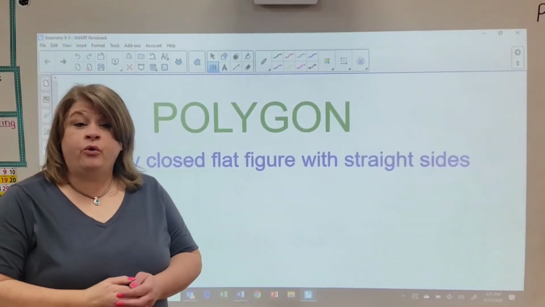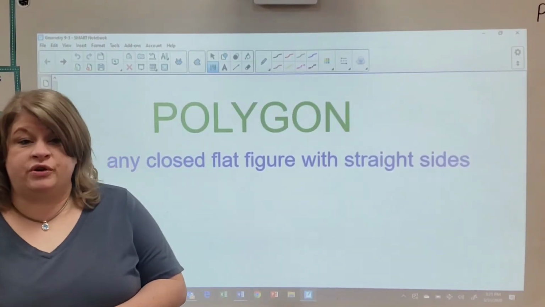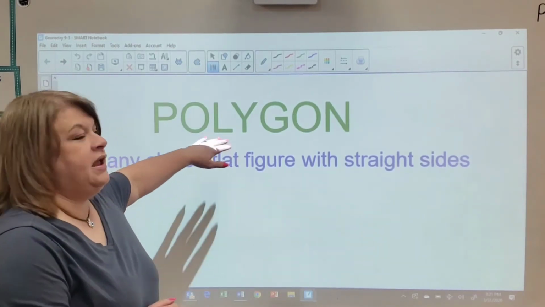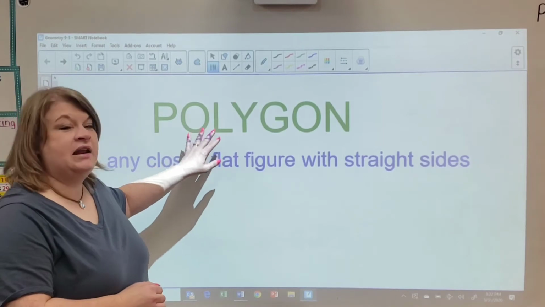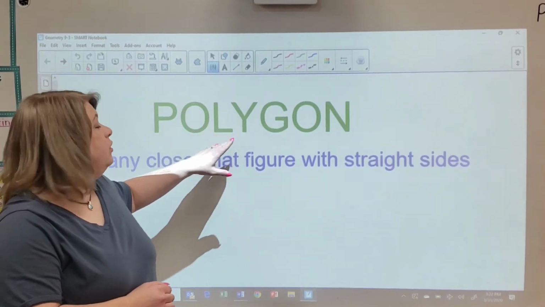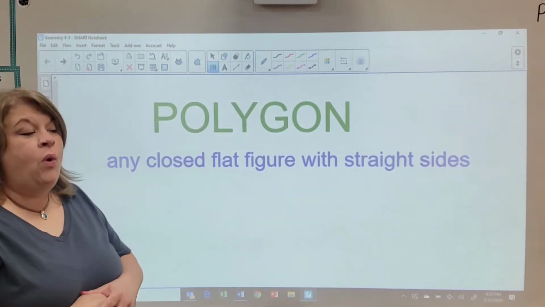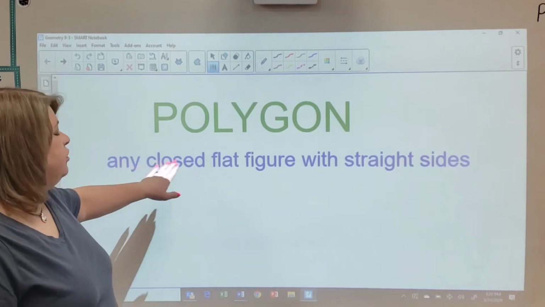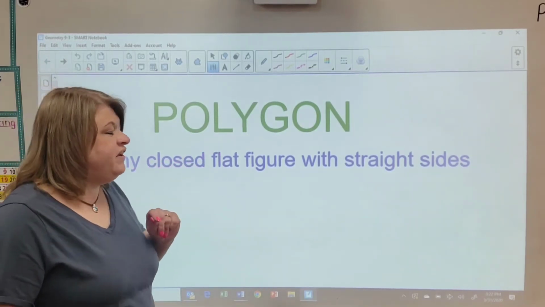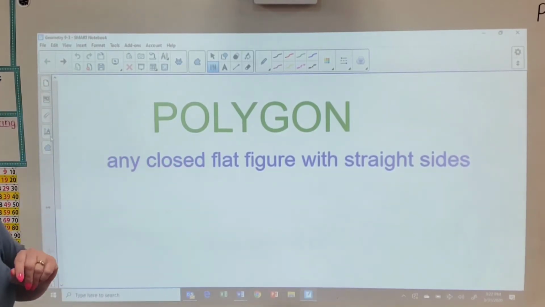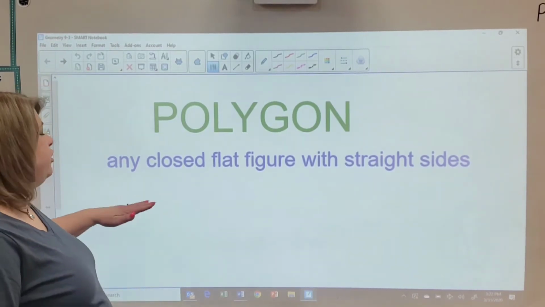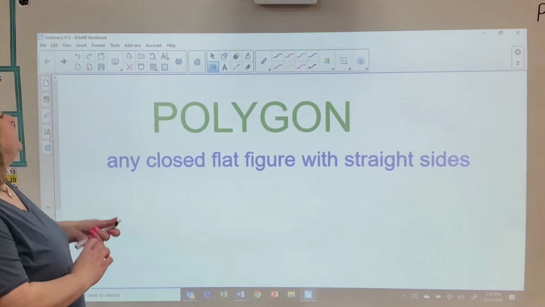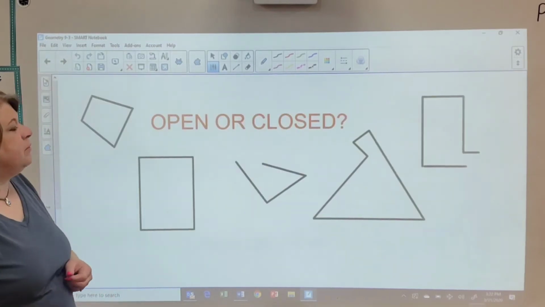The next thing that we're going to learn about in geometry is something called a polygon. Polygon. It's a funny word, isn't it? It's not a pollywog, tadpole. It's a polygon. What is a polygon? It is any closed, flat figure with straight sides. We need to think through each of these words, don't we? A closed, flat figure with straight sides. Well, let's talk about this.